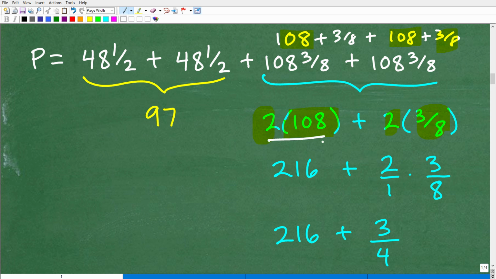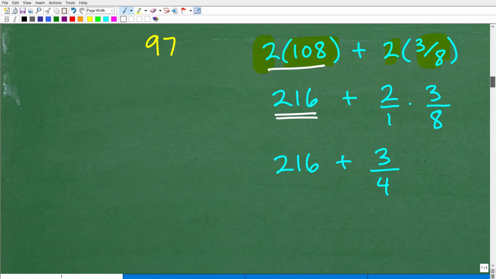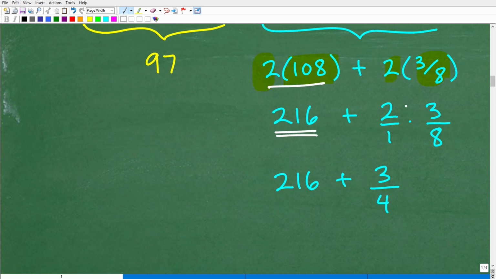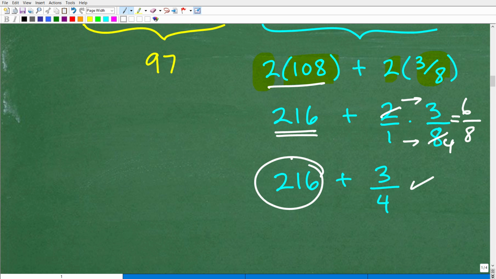So 2 times 108 is going to be 216. And then 2 times 3/8 is what? Well, you got to know how to multiply fractions. It's not that difficult. So how do you multiply fractions? Well, you simply multiply the respective numerators and denominators. So 2 times 3 is 6, or 6 over 8, and I can reduce that fraction down into 3/4. Or you can just say, 2 goes into 8, 4, so that's 3/4. So our final answer is 216 plus 3/4, and we have 97 here.